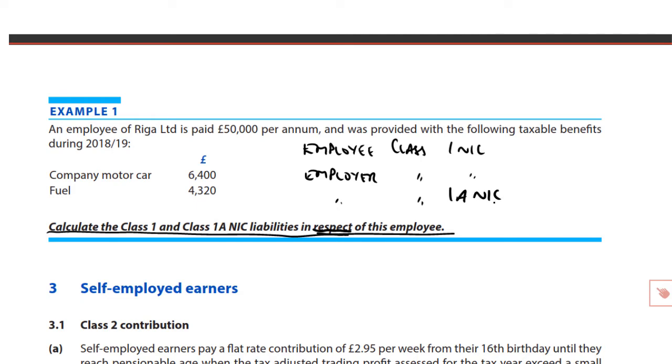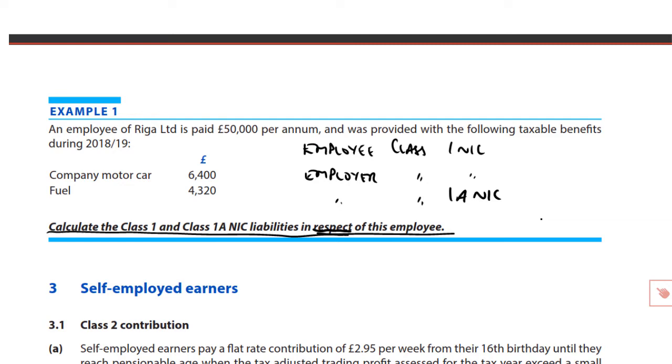So again, had we misinterpreted that and just thought, oh, calculate the Class 1 and Class 1A NICs in respect of the employee, and thought that it was, well, what contributions are payable by the employee, you'd have thought, well, that's only Class 1. So it's a trick question because Class 1A is only employer. But it's not a trick question because the contributions payable in respect of that employee are both the employee's and the employer's, all of the employer's contributions. So all of these need to be computed.